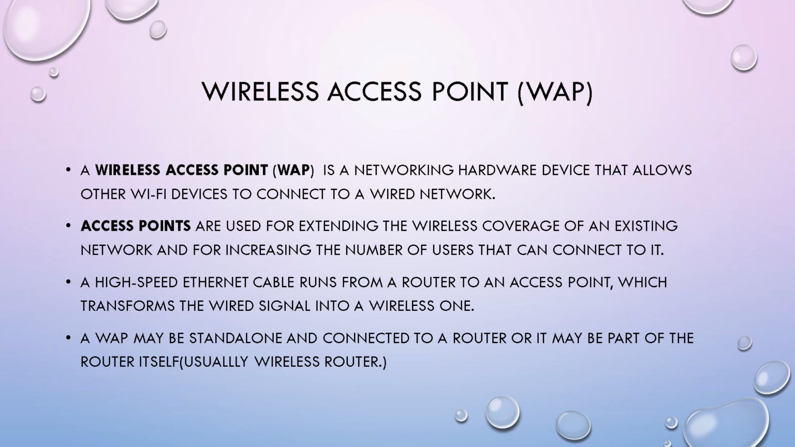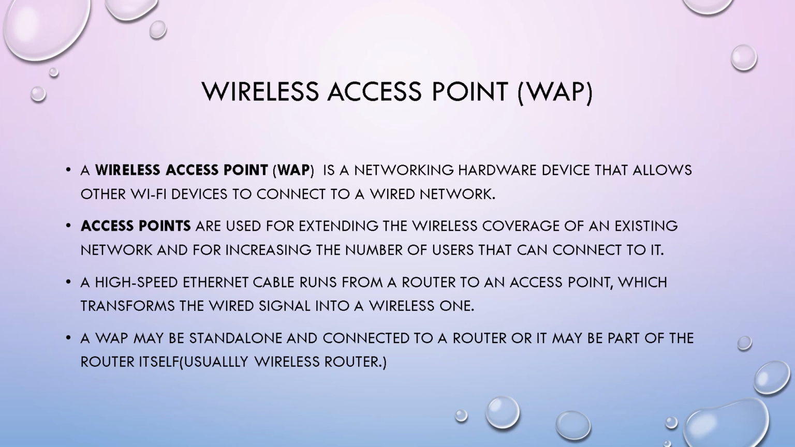So how is it connected? It is connected with the help of a router. The router acts as a wireless device which gives us the internet on all the electronic devices. This router is connected to a networking service through which the internet is provided. Access points are used for extending the wireless coverage of an existing network and increasing the number of users that can connect to it.